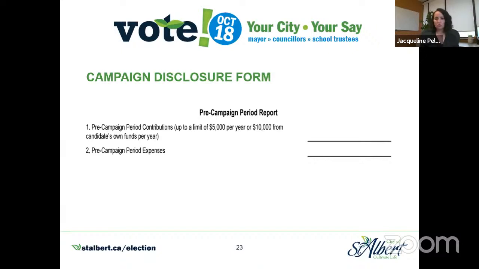All right, so now we're going to just go over the form together. This form is going to be posted a little bit closer to election day, just on our website. So this first part of the form here is only applicable to those who have participated in pre-campaign activities. So all of the pre-campaign contributions and expenses are just recorded in lines 1 and 2 here.